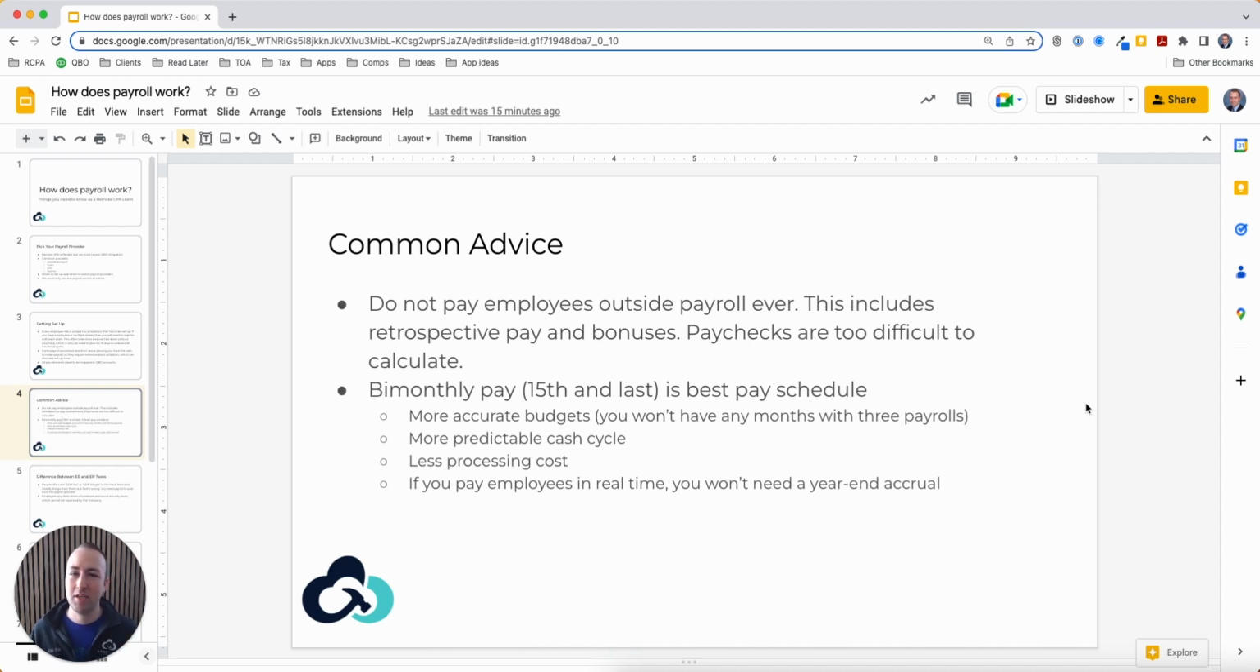And so if you just keep it to twice a month, your payroll expense should be pretty consistent through the whole year. The other thing that we found is most of our clients have a more predictable cash cycle this way.